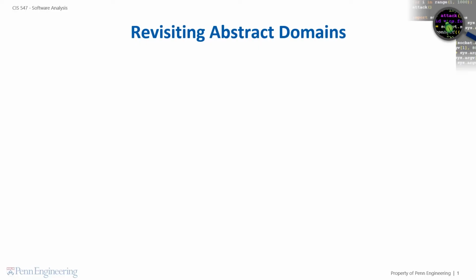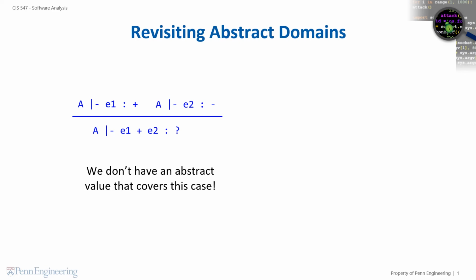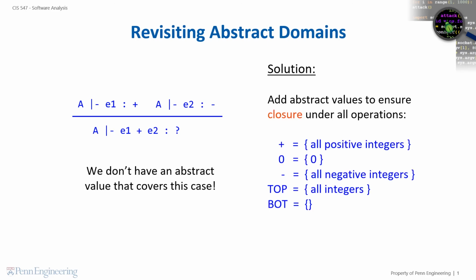So far, we have described rules for deriving the sign of the product of two expressions. However, what if we want to describe the sign of the sum of two expressions? Let's add the following rule. Under environment A, if it is provable that E1 has value plus and E2 has value minus, then it is provable under A that E1 plus E2 has value what? We have a problem here. We don't have an abstract value that covers this case. How do we solve this problem?